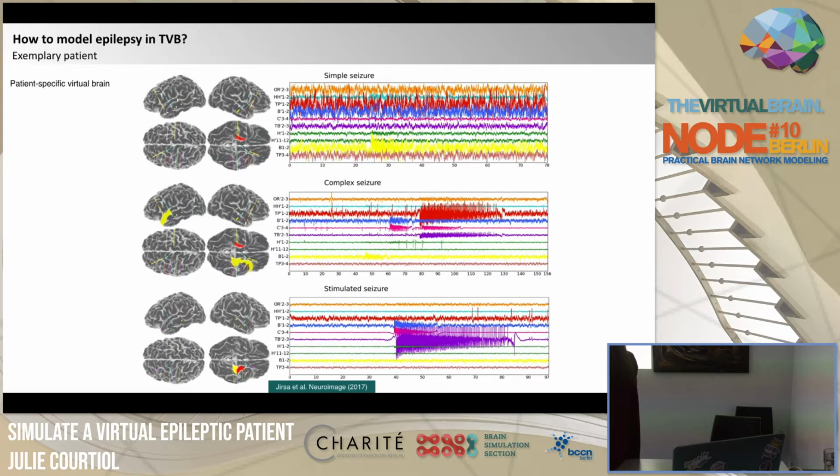And here are the simulation results for these patients, and they were able to reproduce the simple seizure, starting in the right hemisphere and stopping here. They reproduce the complex seizures that start also in the right hemisphere and then propagate in the left hemisphere, or even reproduce the stimulation case. So this virtual epileptic patient is able, as I said, to reproduce both behaviors of the patients.